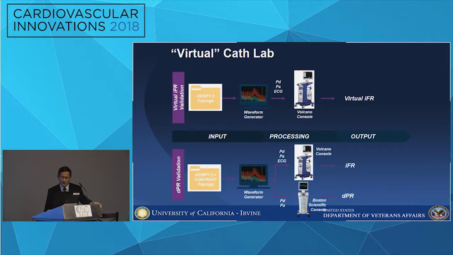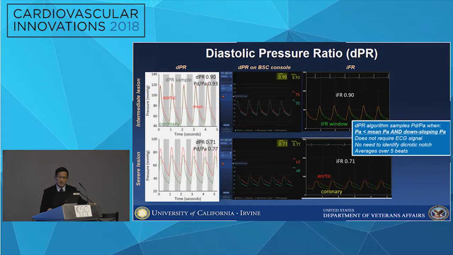So, Boston Scientific is filing an FDA application to add DPR, the diastolic pressure ratio, to their FFR console, and they demonstrated in a number of 97 patients that their waveform gives the same outcome, that the DPR is always equivalent to the iFR, and they're submitting this to the FDA for approval in the fall.